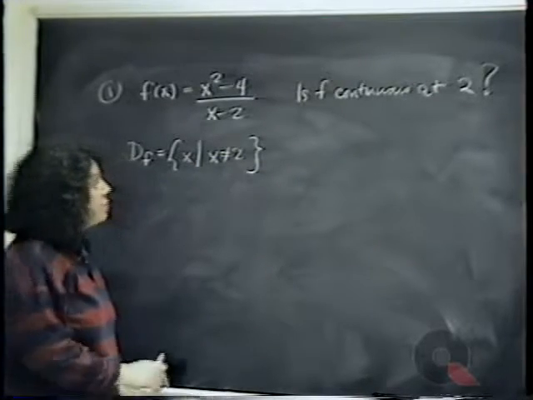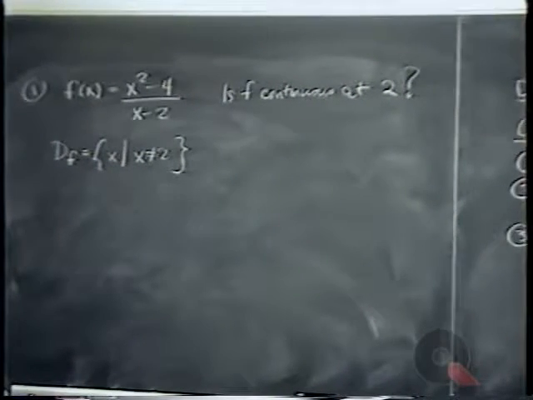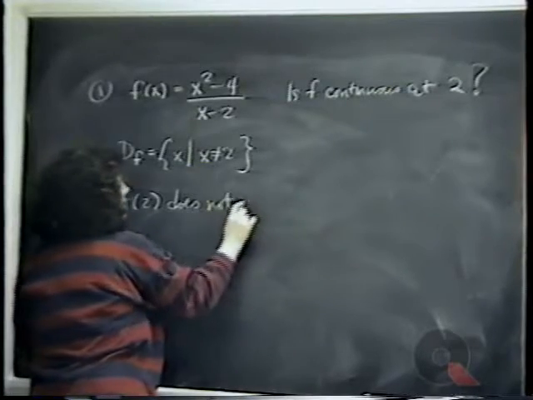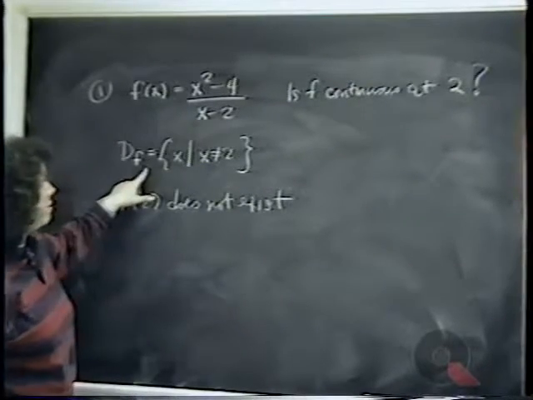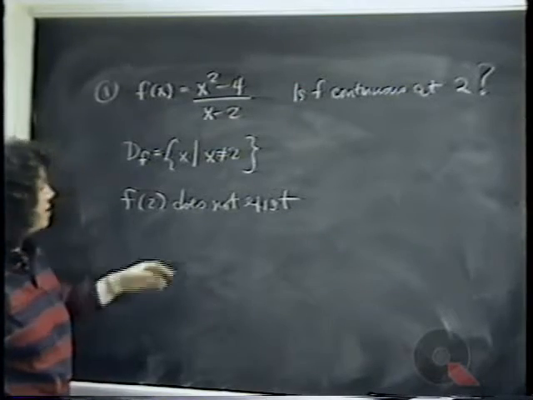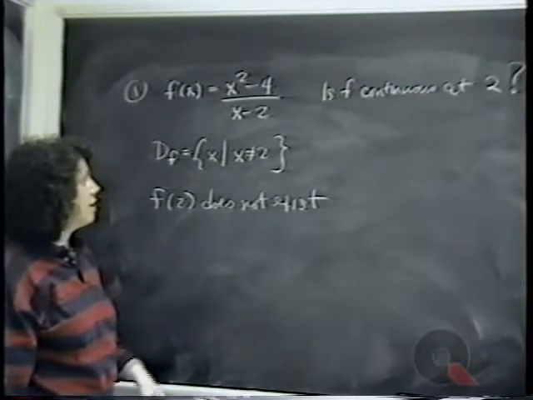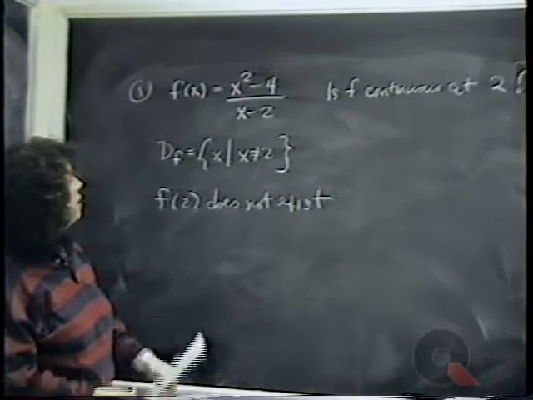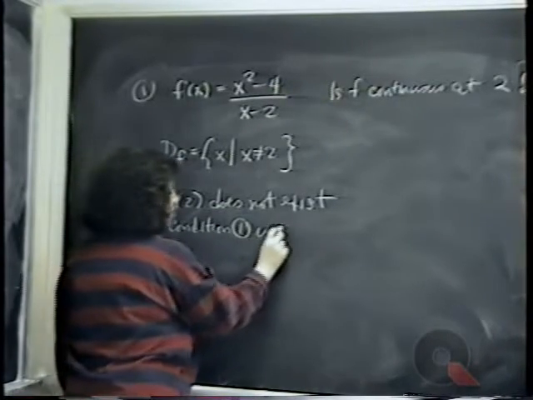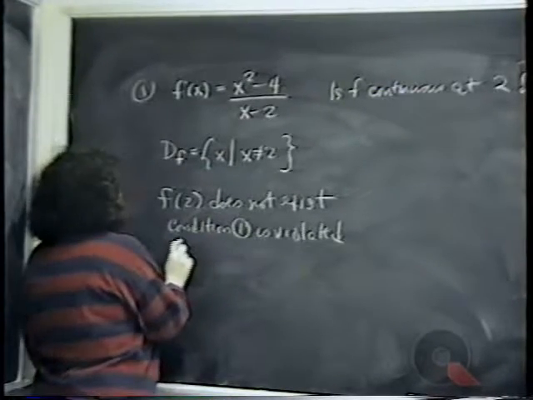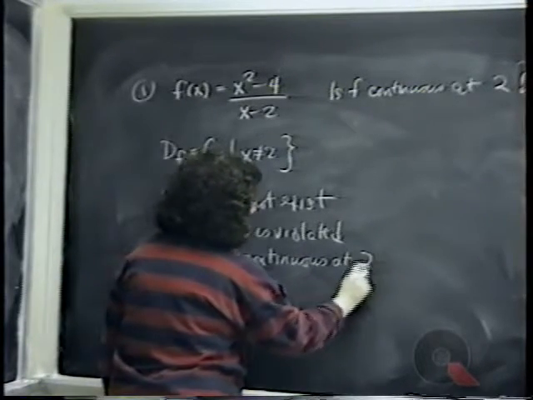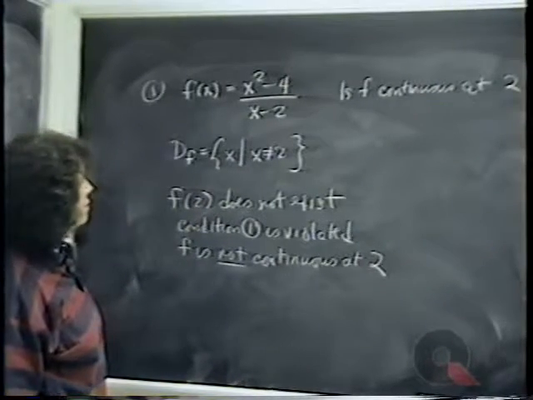We have the question, is f continuous at 2? Now, if you remember our definition, the first part of the definition is that f of a has to exist. That is, f of 2 has to exist. Well, f of 2 does not exist. F is not defined at 2. If we try to substitute x equals 2 in here, we'd have division by 0. F of 2 does not make any sense. F of 2 does not exist. 2 is not in the domain of the function. Since f of 2 does not exist, condition 1 is violated in the continuity definition, and f is not continuous at 2.